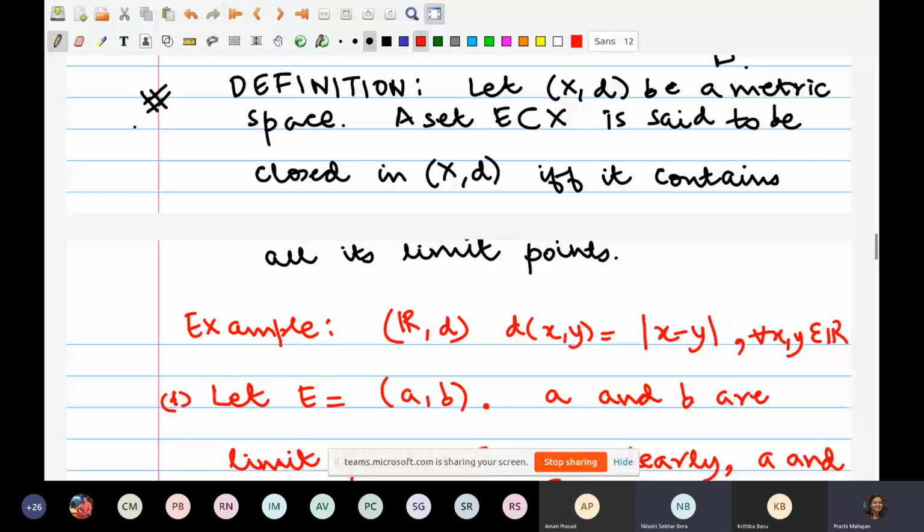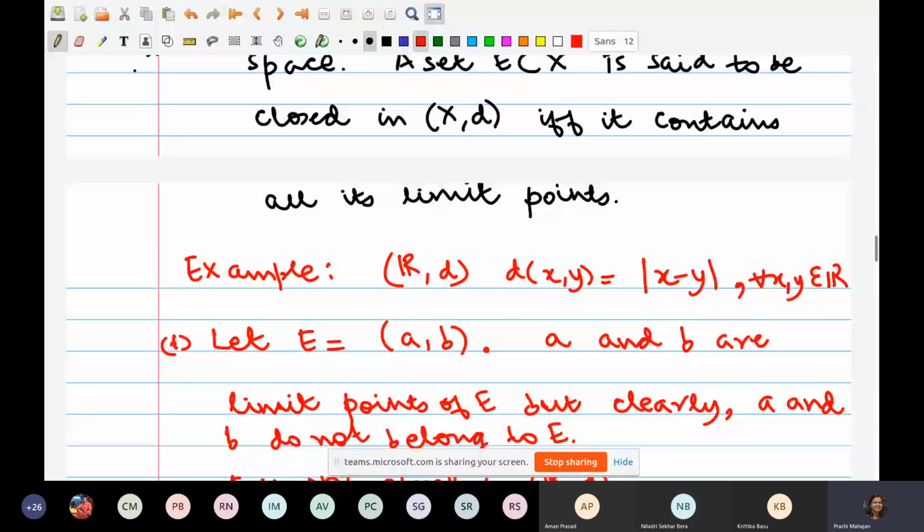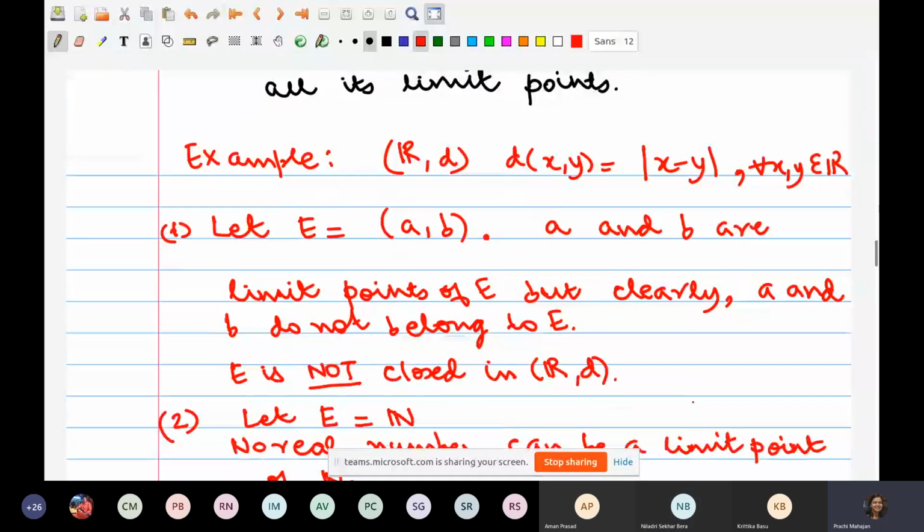Ma'am, can you please explain the first example once again? This example, the open interval AB. Yeah. Last time, not today's lecture, we saw that if you consider the open interval AB as a subset of the Euclidean real line, then the endpoints A and B are in fact limit points of E. Right? So this is a separate observation. Now, clearly, I am considering here only the open interval AB. So A and B do not belong to the set E.